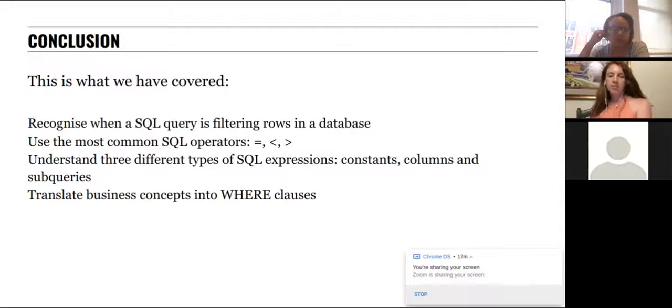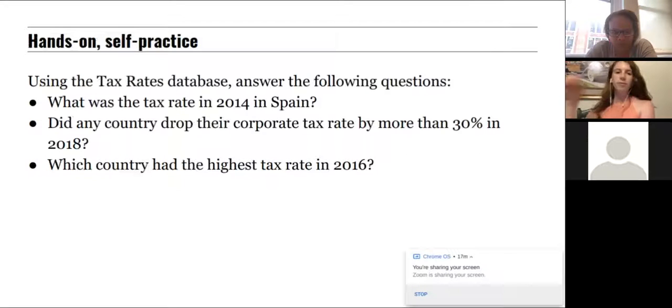So, summarizing, what we have done is you've recognized when a SQL query is filtering rows because it has a where clause in it. You've used some of the most common operators, equals, greater than, less than, and we've seen the different kinds of expressions. We've seen constants, we've seen columns, and we've seen subqueries. And most importantly, we've looked at how you can take really common ideas like, where's a tax haven, where a country's heavily taxed, where has there been a tax break, into where clauses in SQL statements. If you want to do some hands-on self-practice, I've put these following questions up, but that's the end of the session.